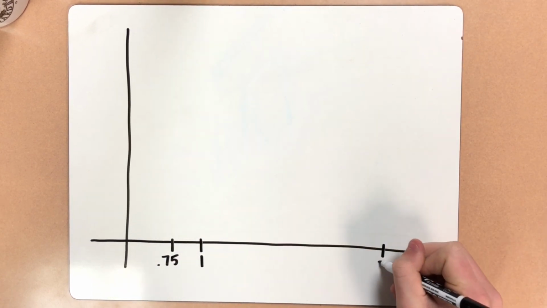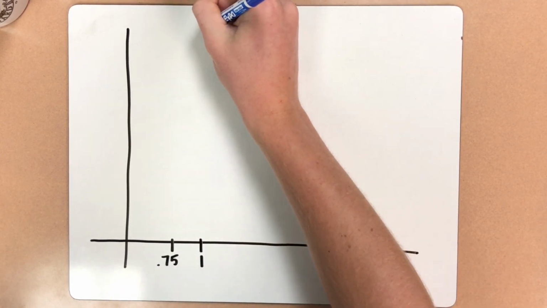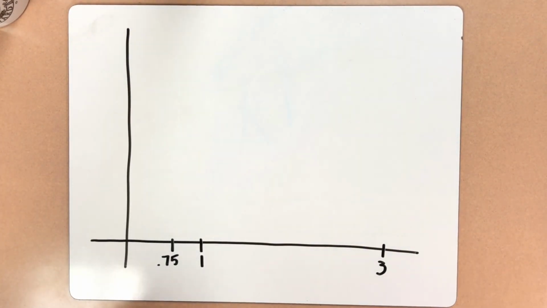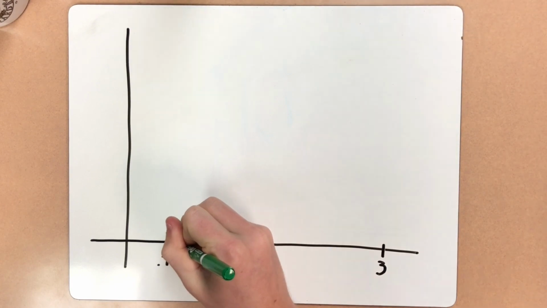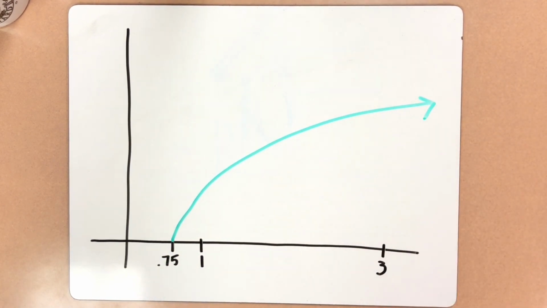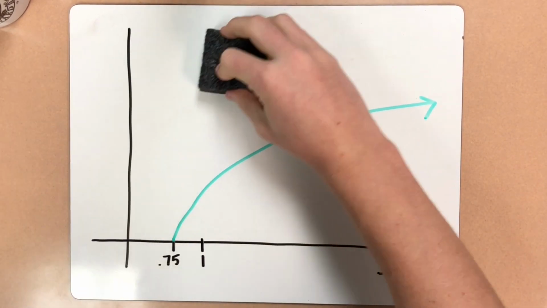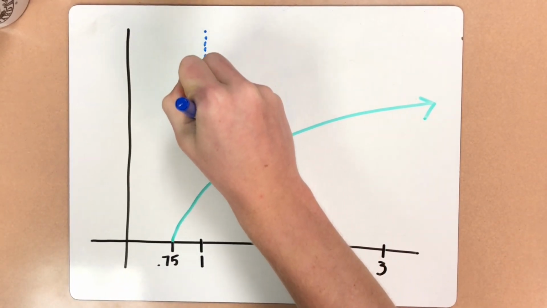Now we need to verify the point c. c is equal to 1.75, and 1.75 is greater than 1 and less than 3, so c is within the bounds. This value works. Now we can graph to check our point c.